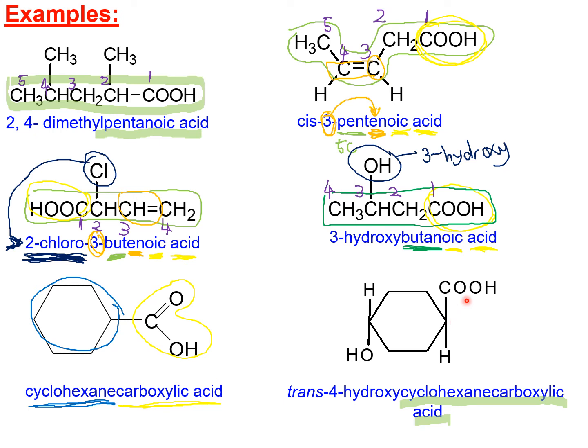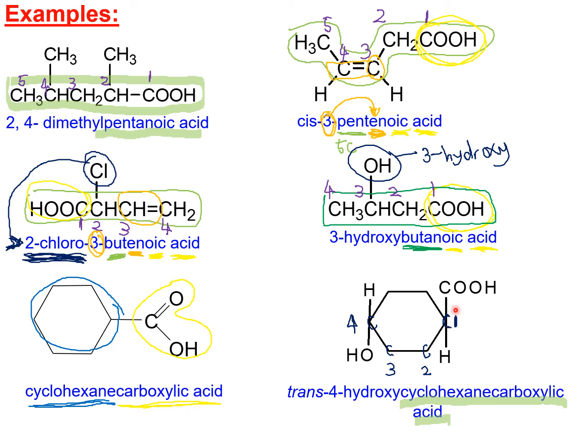The COOH here is a substituent on this cyclohexane, and it will be carbon number 1. So this will be carbon number 1, 2, 3, 4. At carbon number 1 of this cyclohexane we have the COOH substituent, but because it is COOH, it is considered part of the parent name too. That's why the parent name is cyclohexane carboxylic acid.